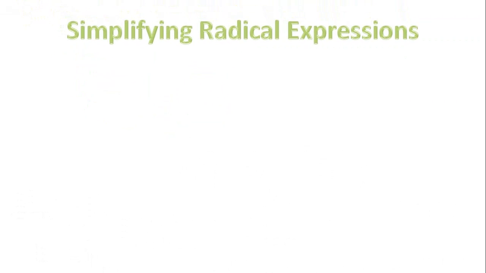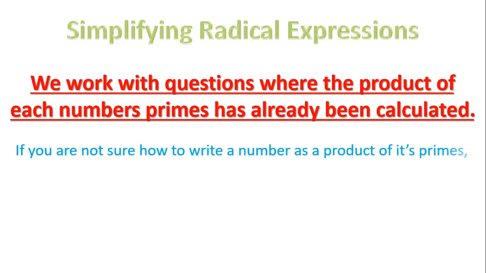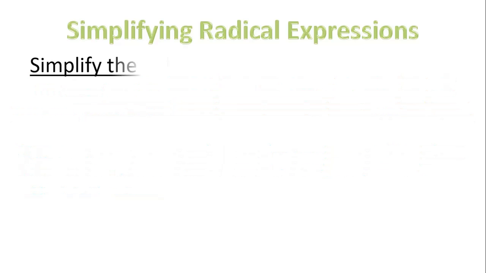So, simplifying radical expressions. We work with numbers where the product of each number's primes has already been calculated. Very important. If you're not sure how to write a number as a product of its primes, I have another video called the ladder method, making a number into the product of its primes, that will show you how to do that. But I don't want to make this video too long including that. So if you're not sure, I'll leave the link in the description section. Alright, but let's get going.